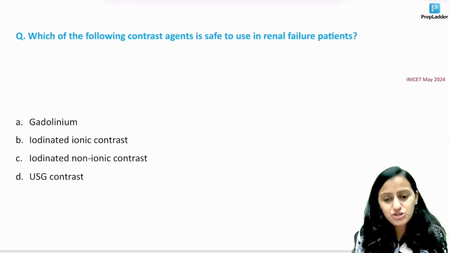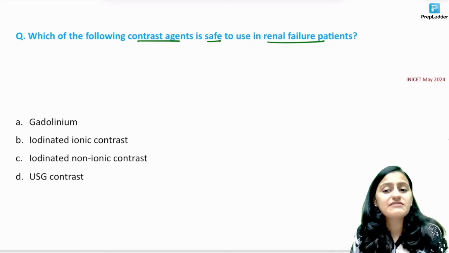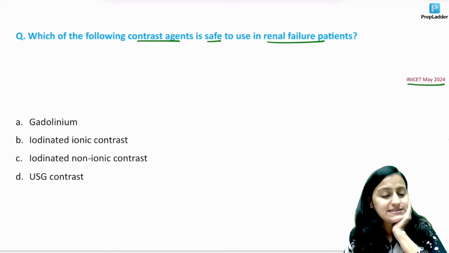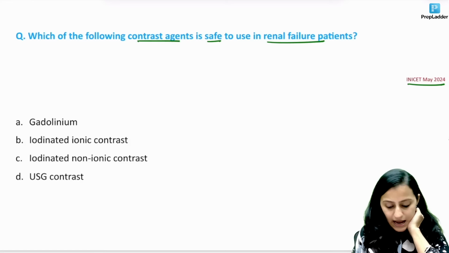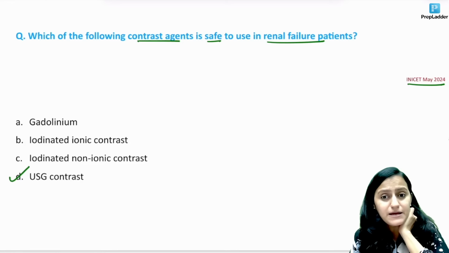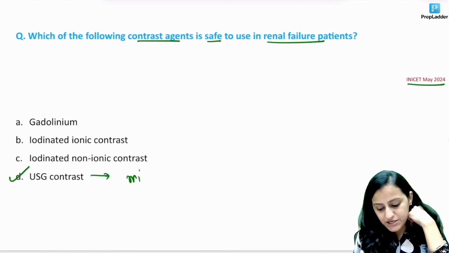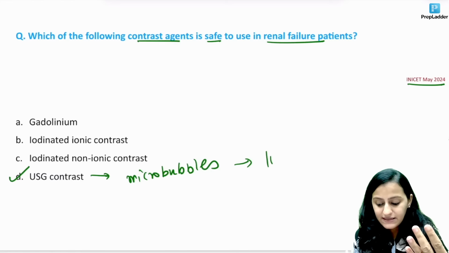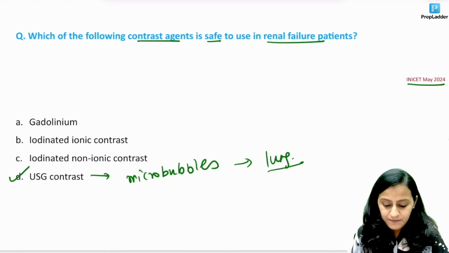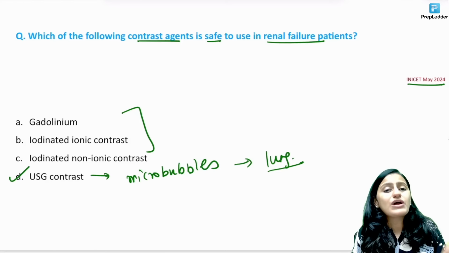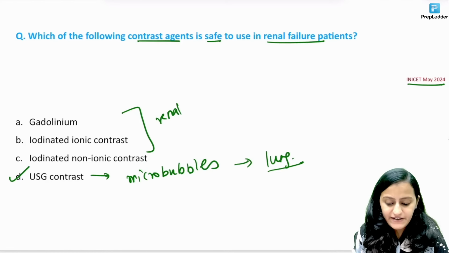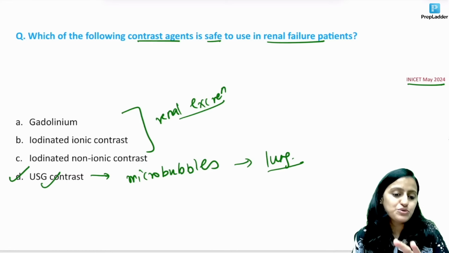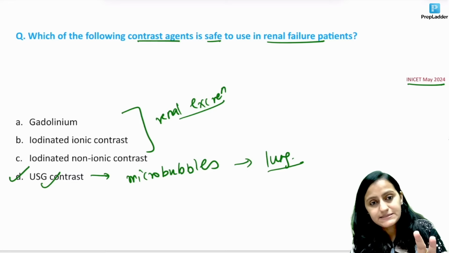Going to next one. Which contrast agent is safe to use in renal failure patients? Recent INI-CET exam question. Which contrast is safe in renal failure patients? Absolutely right. USG contrast. Why? Because the contrast that you use in USG is microbubbles, right? And they are excreted by the lung, so not by the kidney, so safe. Whether it is gadolinium or iodinated contrast media, they have renal excretion. So you will not use them in renal failure, but you can use USG contrast excreted by the lungs. Okay.